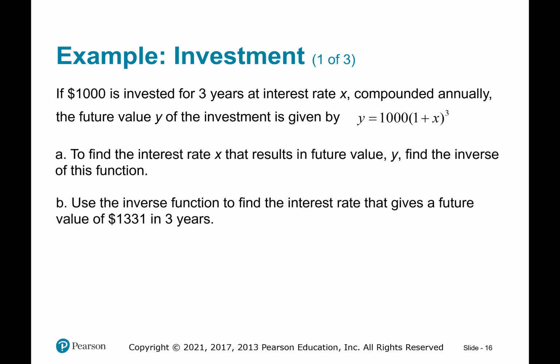To find the interest rate that results in a future value Y, we're going to find the inverse. So when we find the inverse of this function, that will be in terms of the interest rate. So the original function is the future value, and it depends on the interest rate. The inverse is going to be the interest rate depending on whatever your future value is. Use the inverse function to find the interest rate that gives a future value of $1,331 in 3 years.